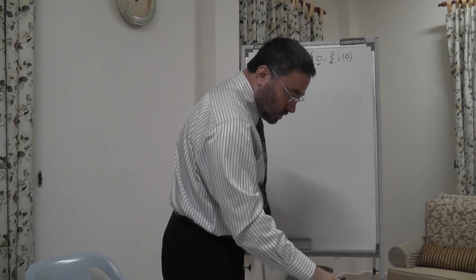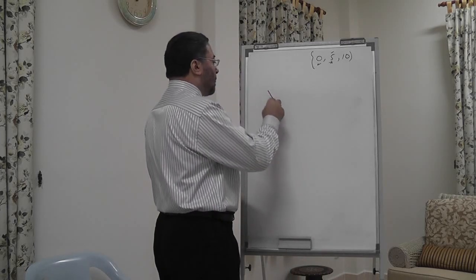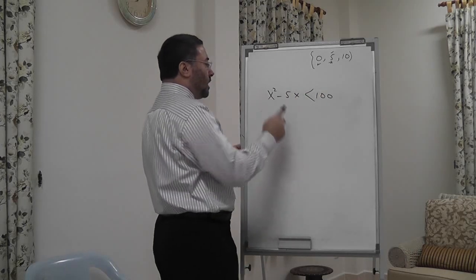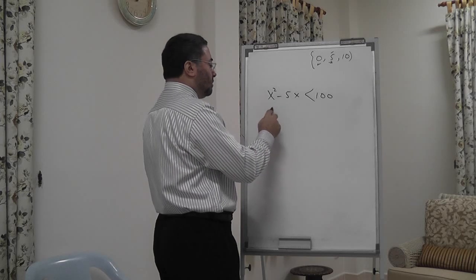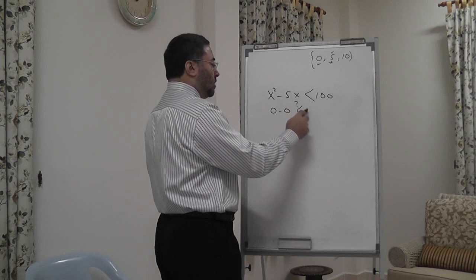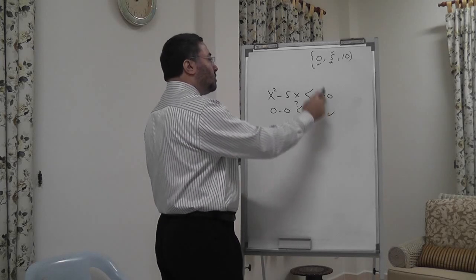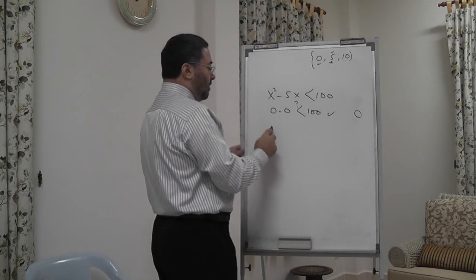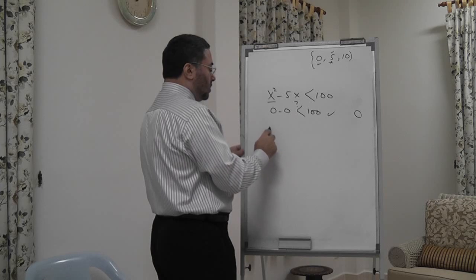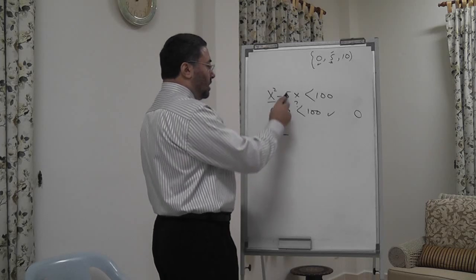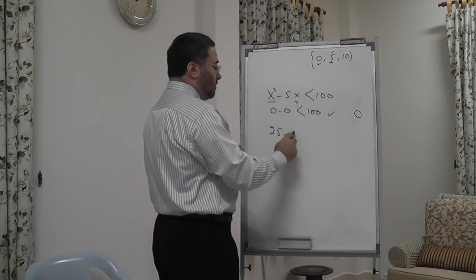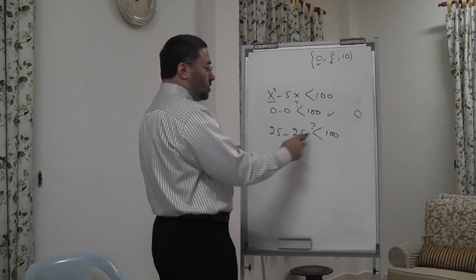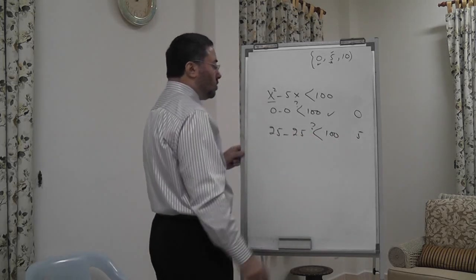Number 26, x squared minus 5x less than 100. Again, we replace x with 0. 0 minus 0 less than 100, question mark. And this is true, so 0 is an acceptable solution. We replace x with 5. 5 times 5, here x squared, so it's 5 times 5, 25. Minus again here, 5 times 5, and that will be 25 less than 100. And this is true, 0 less than 100. So the 5 is a solution.